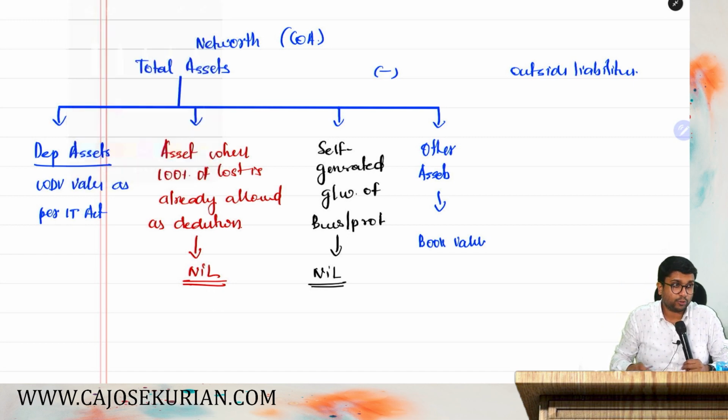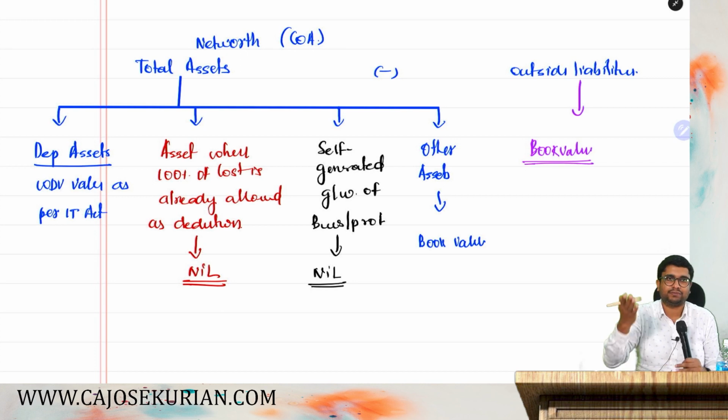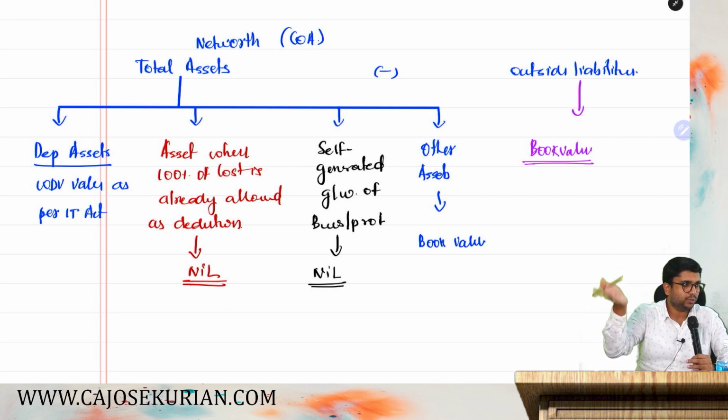Now we will discuss the liabilities. Outside liability, you always consider the book value. Outside liability means excluding share capital, reserves and surplus, etc. Whatever the outside liability is, you will take that and consider the book value always. All other outside liability, you can consider the book value.